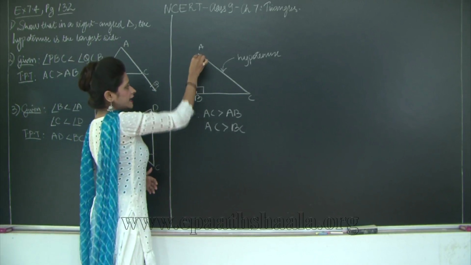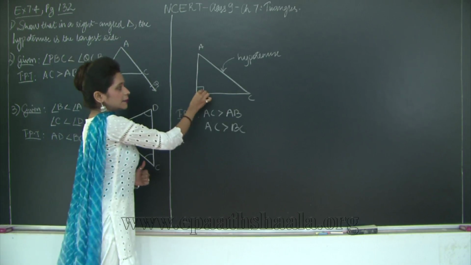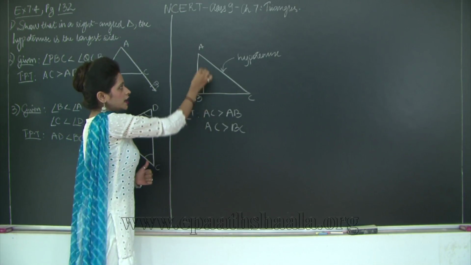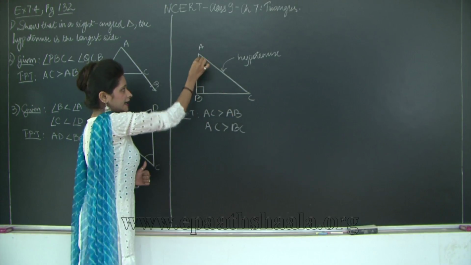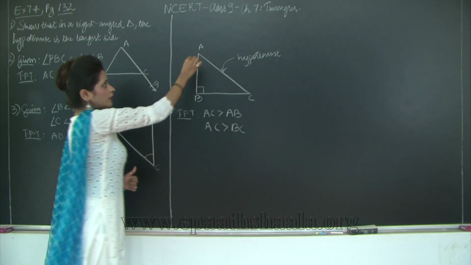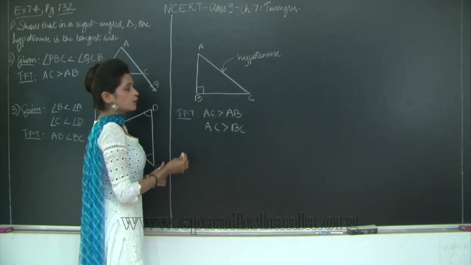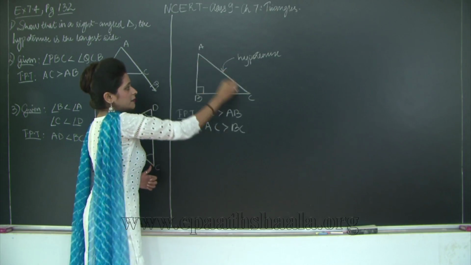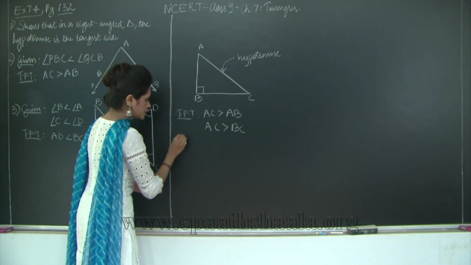First of all, angle A plus angle B plus angle C is 180 degrees. But angle B is a right angle, therefore I will have angle A plus 90 plus angle C is 180 degrees. Therefore, angle A plus angle C will be 180 degrees minus 90 degrees, which will be 90 degrees. So angle A plus angle C is equal to angle B. Now let's just write this and then we will proceed further.